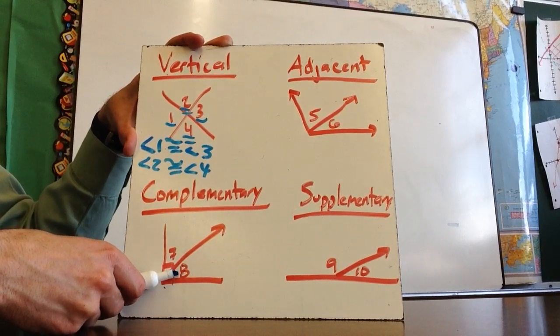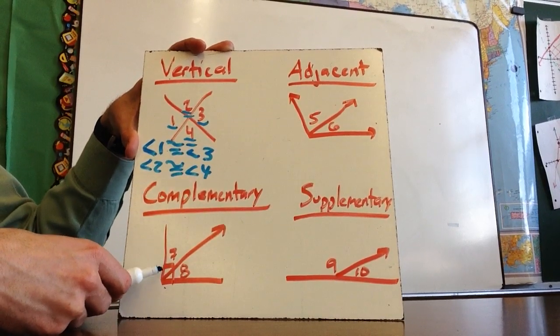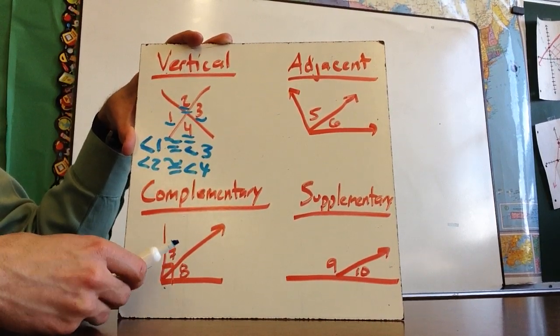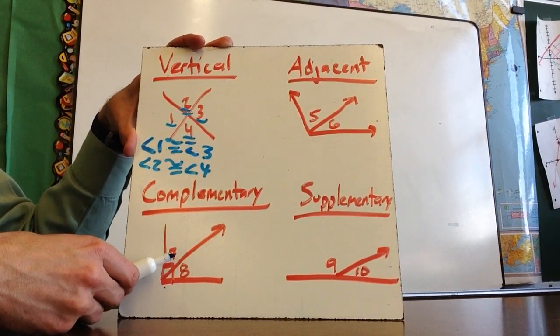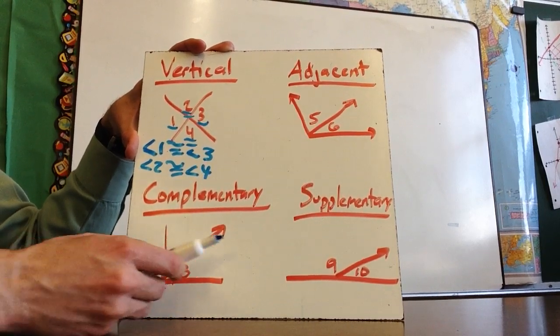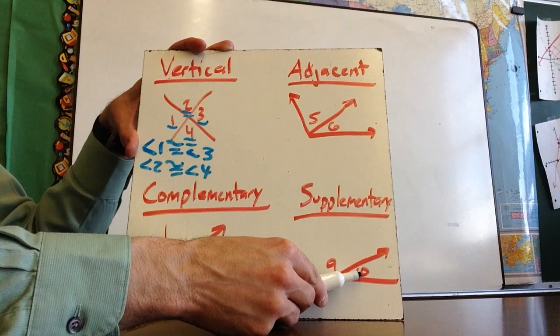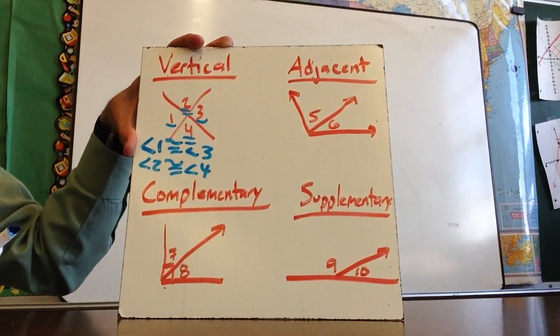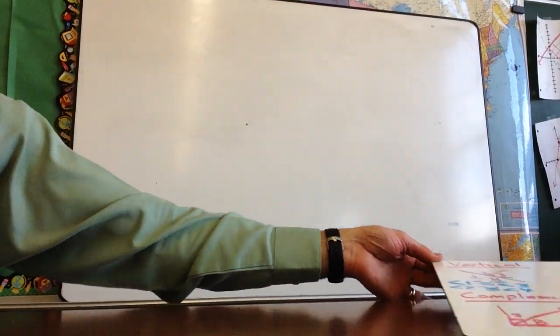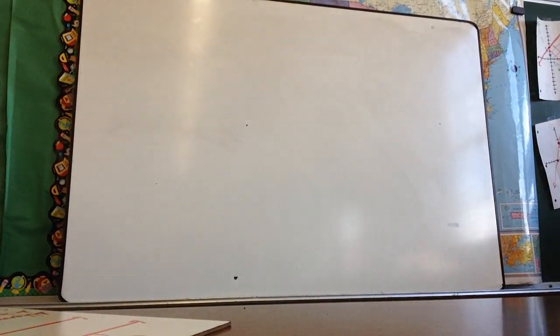The reason it's good to know this is, for example, in this problem, if I knew the measure of angle 8, and I knew that this was a right angle, and I know that 7 and 8 are complementary, I can figure out what 7 is, because the measure of 7 and the measure of 8 would have to be 90. Same idea here. If I knew the measure of 10, I could find the measure of 9. So those would be angle relationships.